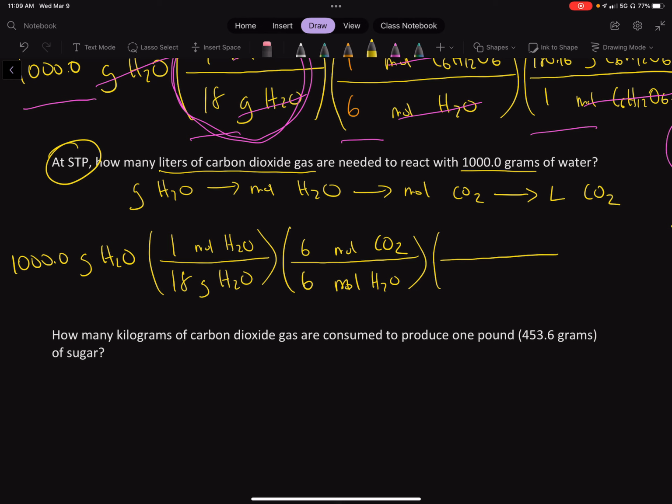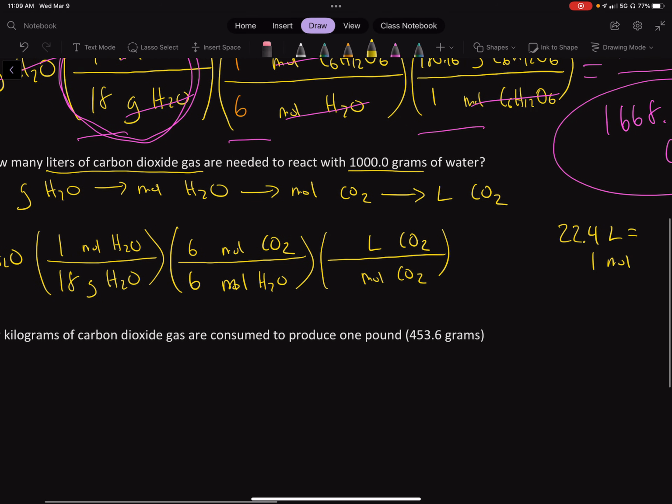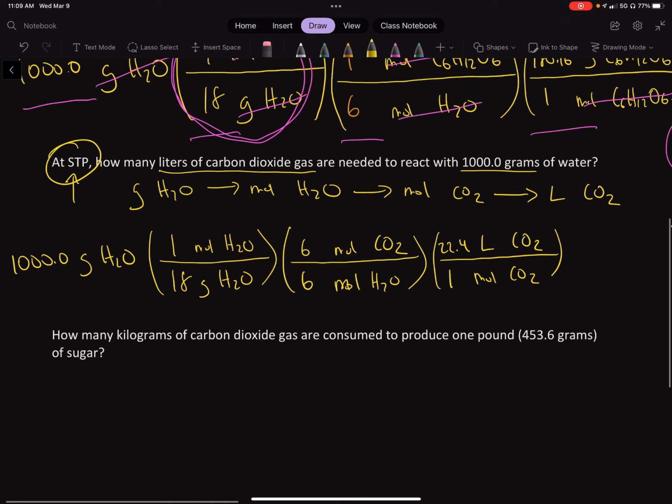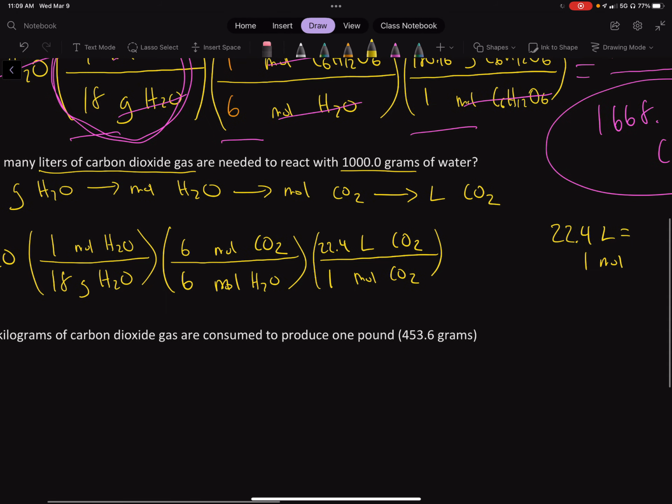And then lastly, to go from moles of CO2 to liters of CO2, we were just saying it's 22.4 liters equals 1 mole. So every 1 mole of CO2 gas is going to occupy 22.4 liters. And that's only true at STP. So you got to make sure the problem explicitly says at standard temperature and pressure, because if it's at a different pressure or a different temperature, then the 22.4 equals 1 mole isn't true anymore. It might be way off or it might be really close, but this is only valid at STP.